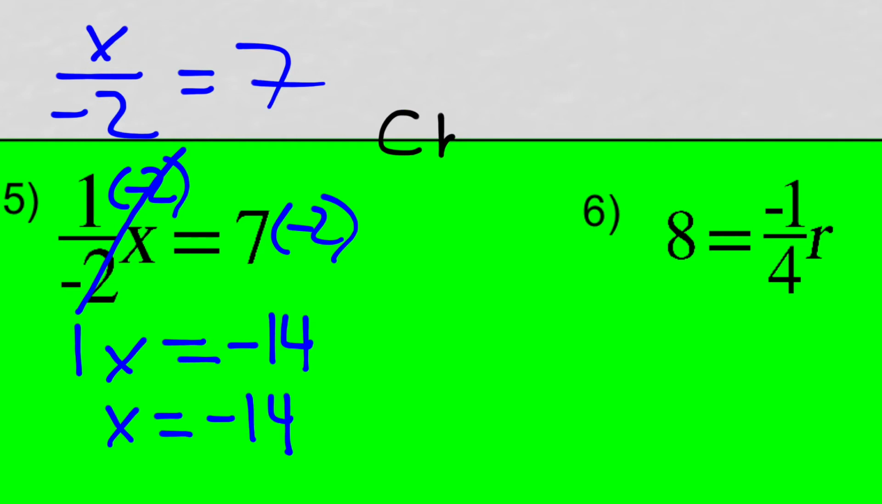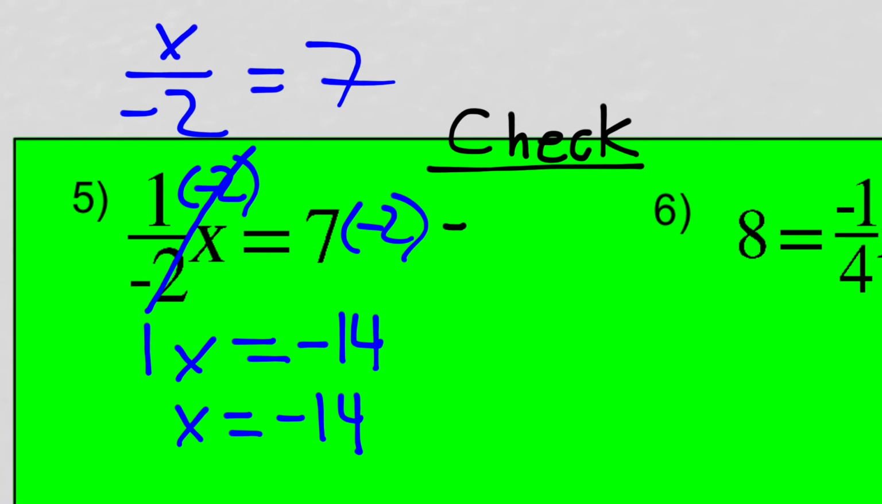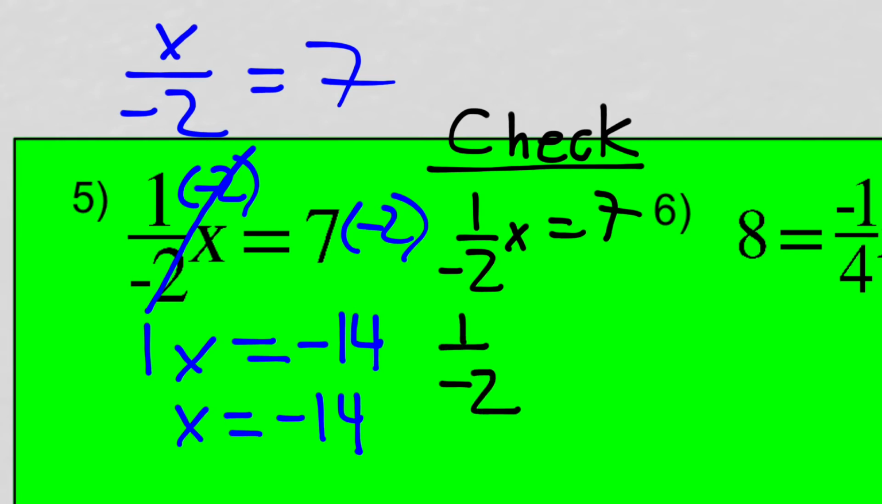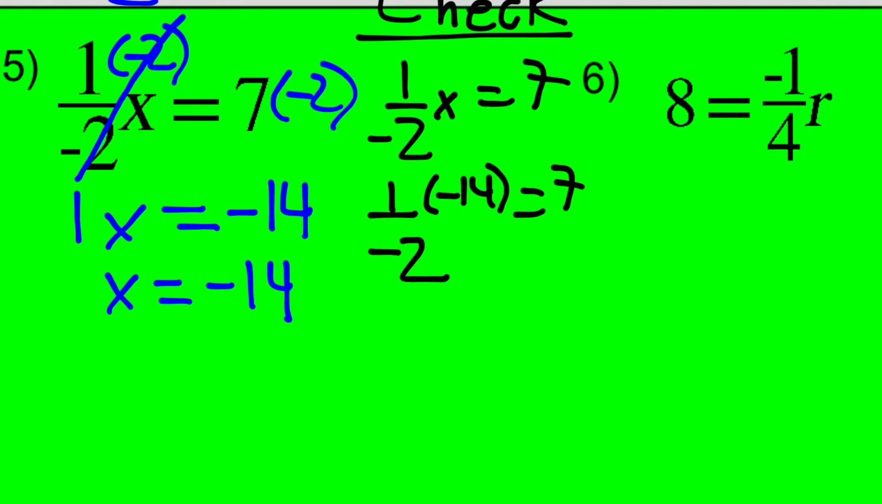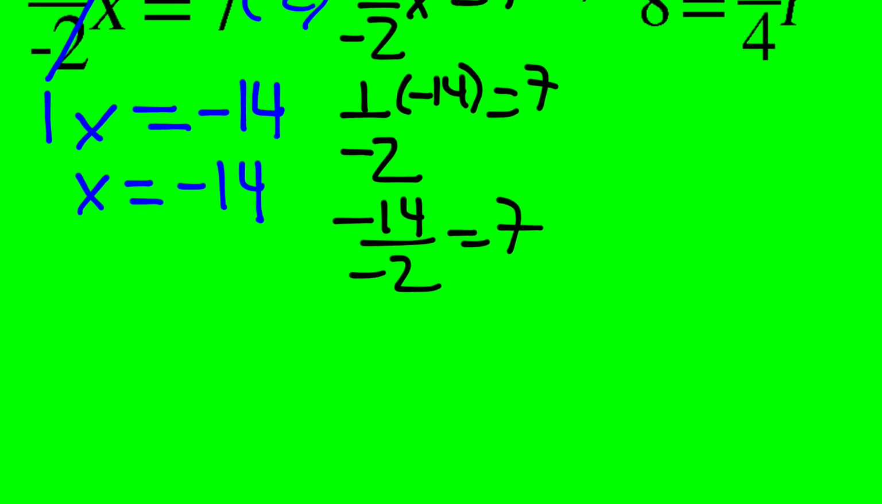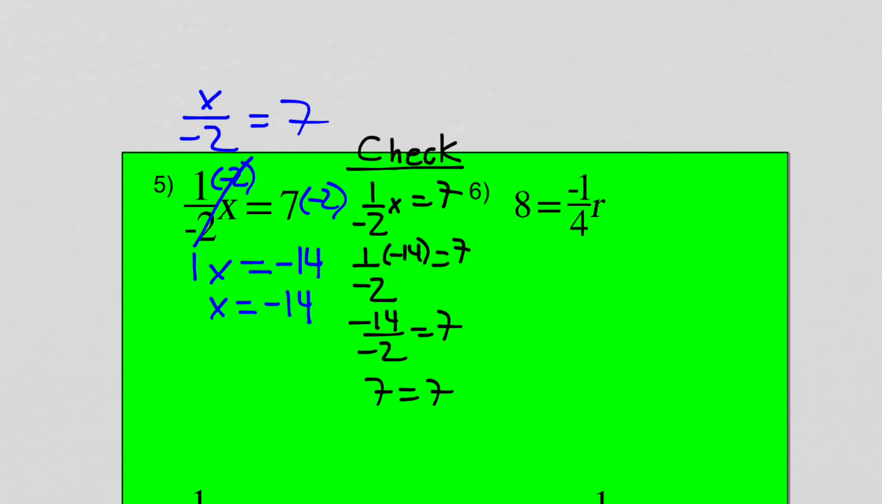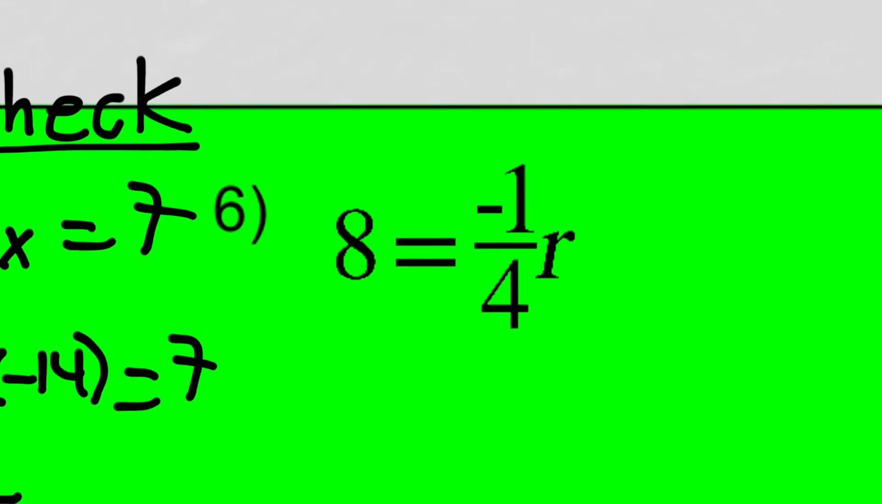The check. It's 1 half x, but the 2 is negative, equals 7. Replace the x with negative 14. So it's like negative 14 times 1, which is negative 14 over negative 2 equals 7. And that is true, right? Negative 14 divided by negative 2 is positive 7.